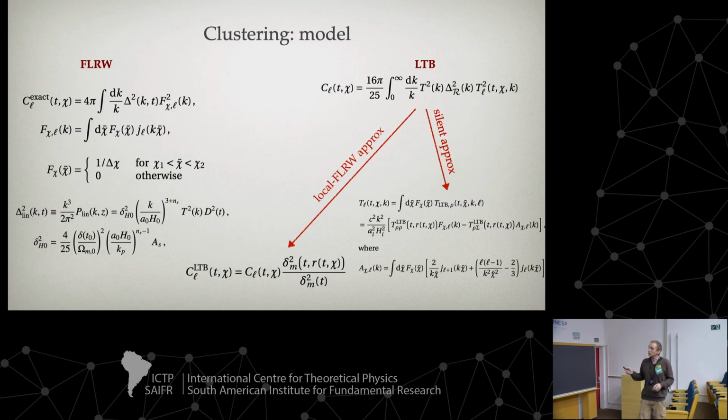So, clustering. In FRW, it is the standard stuff. You have your power spectrum, you put in your window function, in our case constant, and you get your CL. In LTB, within the silent approximation, you need a much more complicated transfer function. You have the standard transfer function, and you have the LTB transfer function. It's a big mess. But in the local FRW approximation, the difference between LTB and FRW is just an overall factor. The power becomes different.